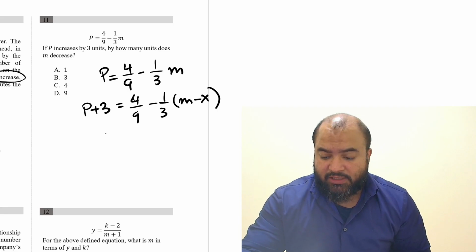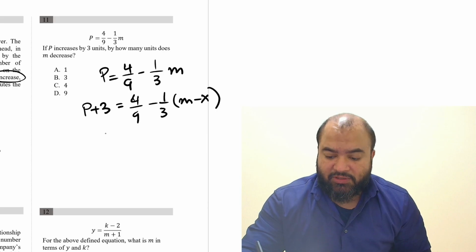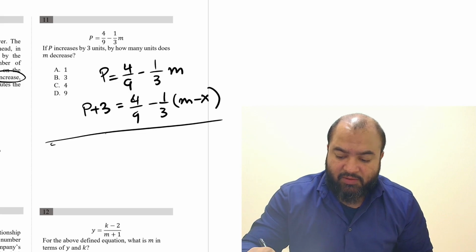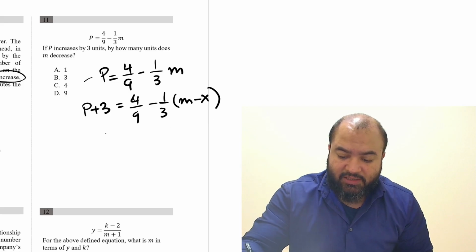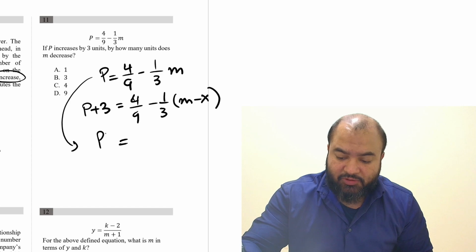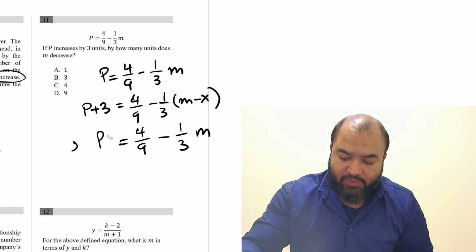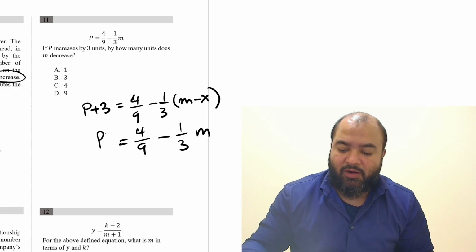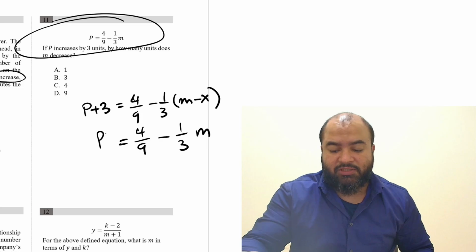Now I have two equations. I can do system of equation, remember? So if I just minus them, or let's write this one first, the bigger equation first. I'm going to bring this equation down here. P equal to 4/9 minus 1/3 M. Okay guys, so we didn't do anything so far. All I did is just followed the question.